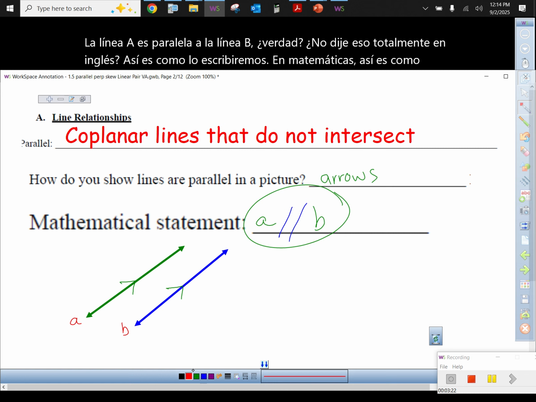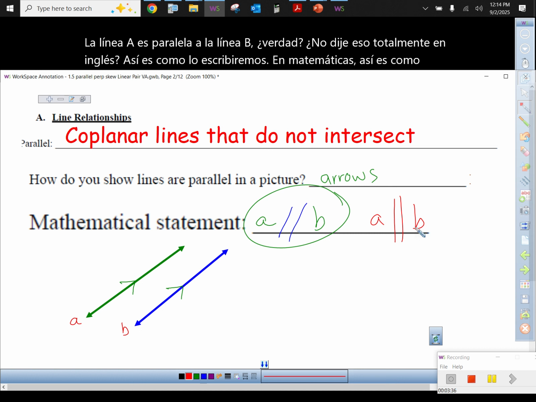You might see some really weird typed instructions that have them straight up and down. I hate when they're straight up and down like that. I like them slashed instead, but it still means parallel. You're cool with how to tell if things are parallel in the picture or with symbols.